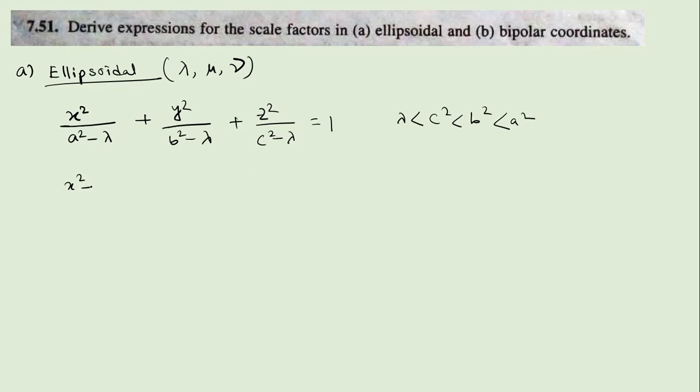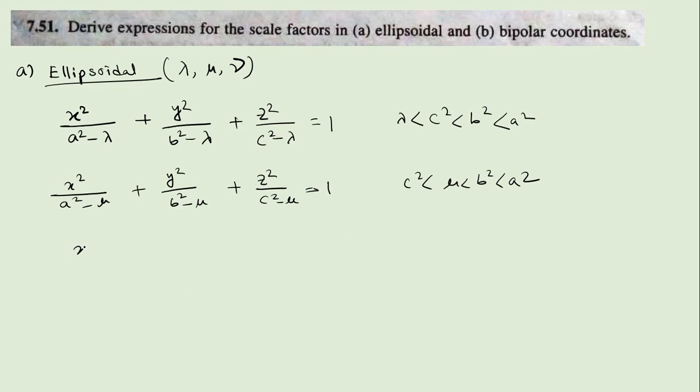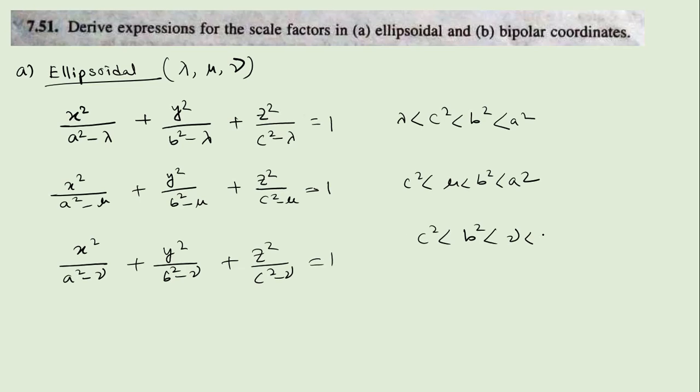And this is x square by a square minus mu plus y square by b square minus mu plus z square by c square minus mu equals to 1, where c square is less than mu, less than b square, less than a square. And x square by a square minus nu plus y square by b square minus nu plus z square by c square minus nu equals to 1, where nu is less than c square.